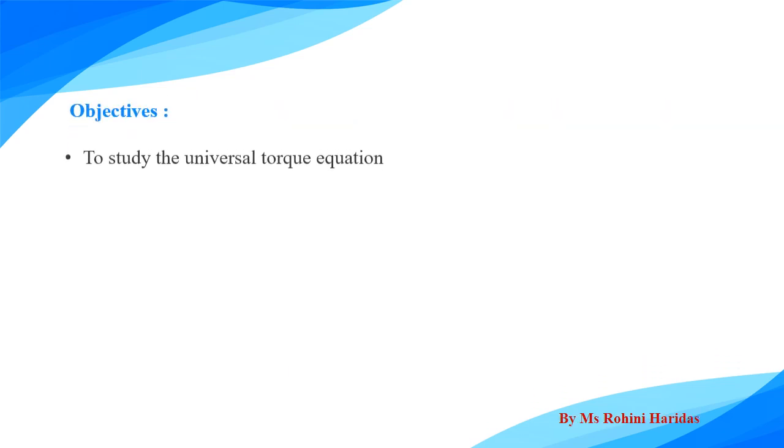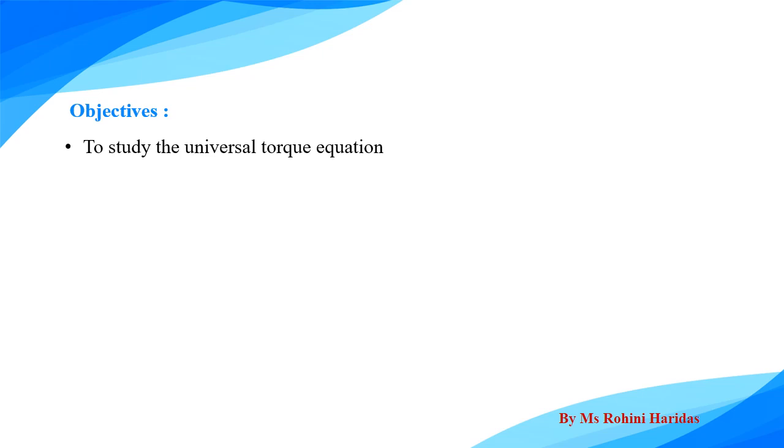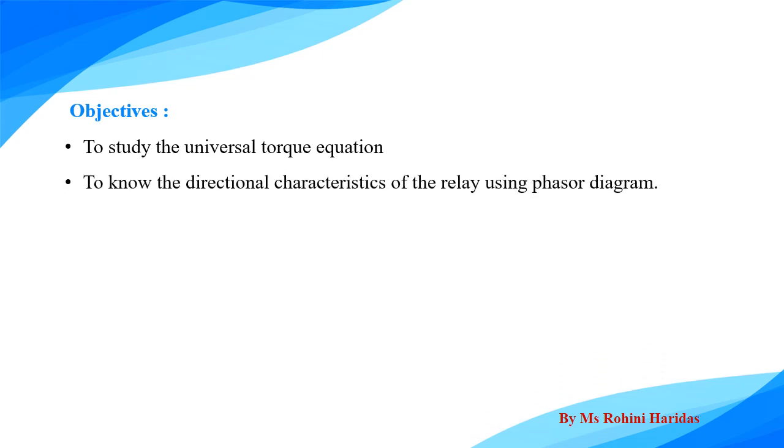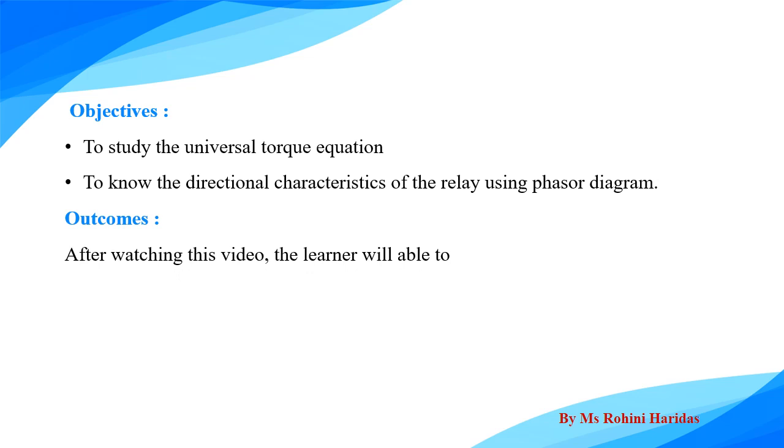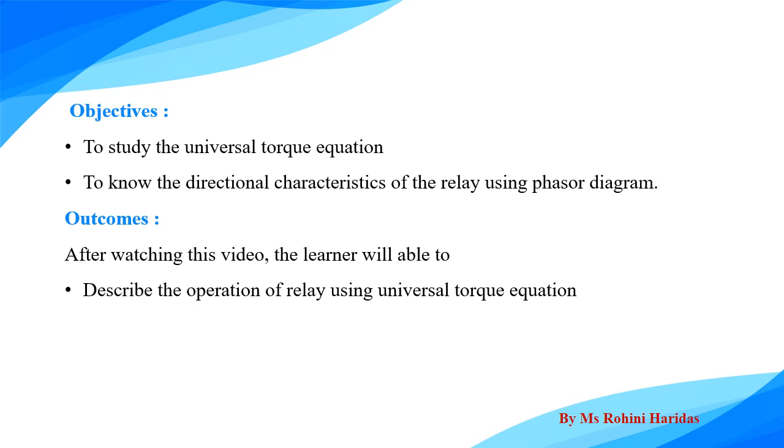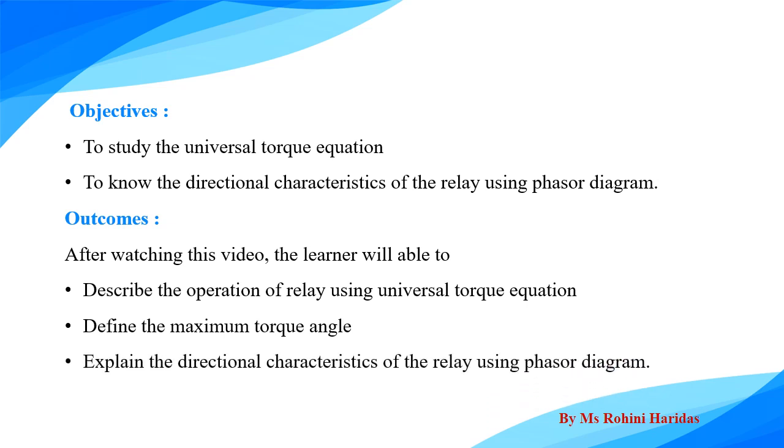The objectives are to study the universal torque equation and to know the directional characteristics of the relay using phasor diagram. These are some possible outcomes. After watching this video, the learner will be able to describe the operation of the relay using the universal torque equation, define the maximum torque angle, and explain the directional characteristics of the relay using phasor diagram.